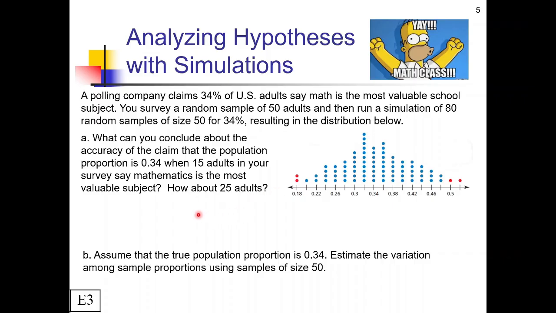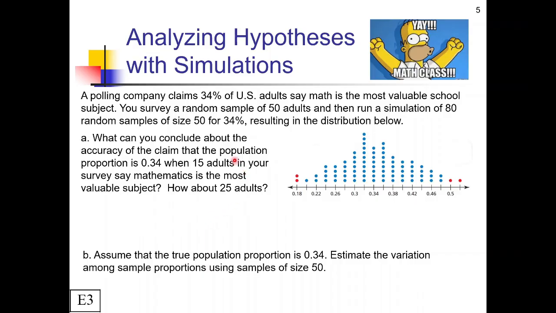So with that in mind, all you have to do is compare the values that you got with your proportions to what you see here, and that'll tell you whether or not this claim is likely to be accurate or not likely to be accurate. So with that in mind, pause the video and evaluate the claim for 15 adults and also for 25 adults out of 50 saying that they love math.